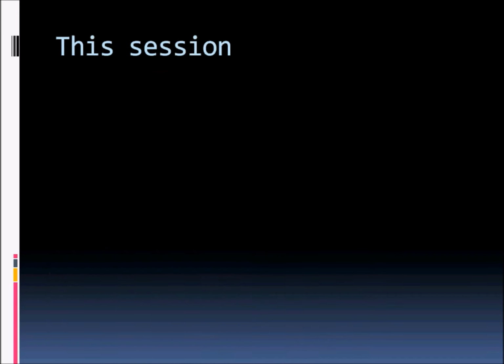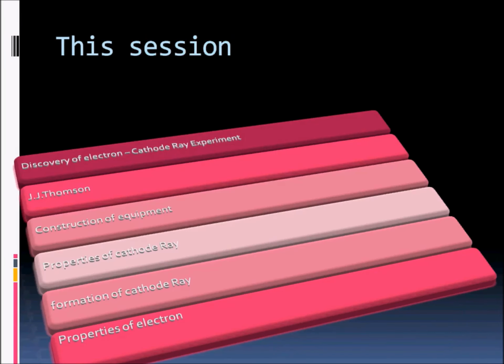So let's come to this new session. We are going to learn about these topics. The first is the discovery of electron by cathode ray experiment. We are just going to brief the whole experiment. Then we will know about the person behind this experiment, J.J. Thomson. Then we'll start with the experiment with the construction of equipment, then the properties of cathode ray and the formation of cathode ray. And last but not the least, the properties of electron, which are actually discovered in this experiment. So let's go.